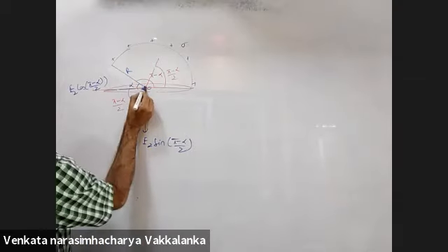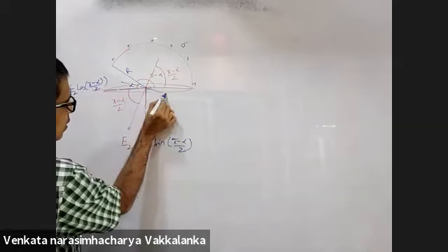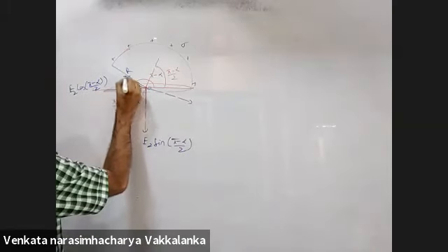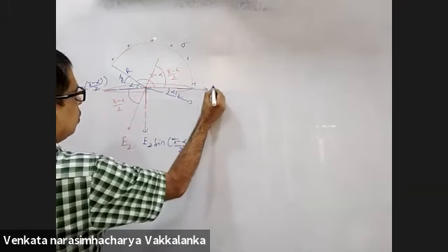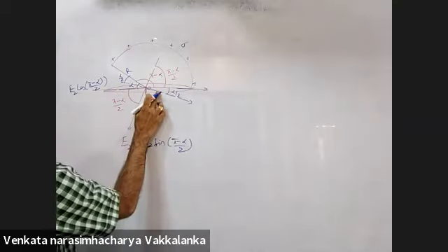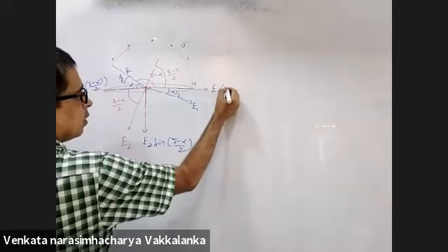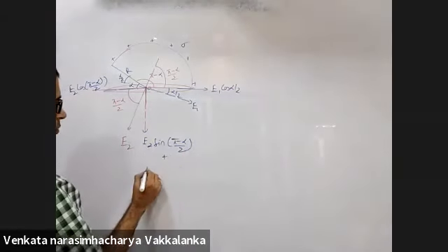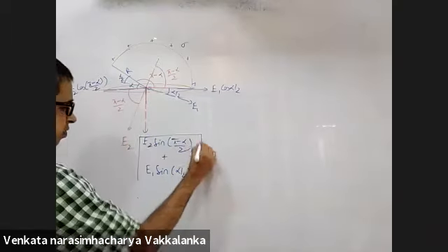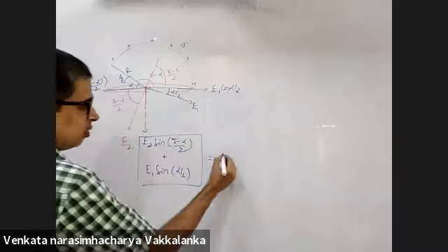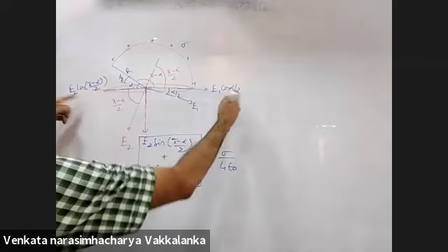Now, the field of this removed part would be along its angle bisector. This angle is alpha by 2. This angle will be alpha by 2. Am I right? This is alpha. This I will call E1. E1 cos alpha by 2 plus E1 sin alpha by 2. The sum of these both should be equal to sigma by 4 epsilon naught. These both must be equal and opposite.